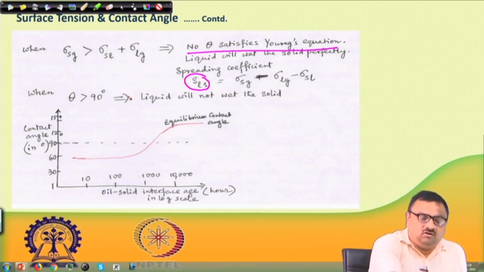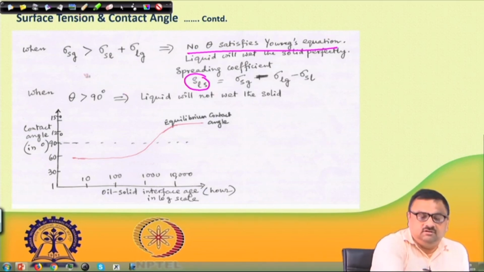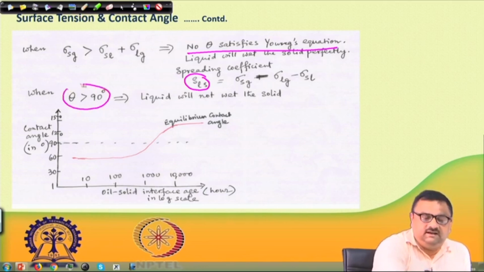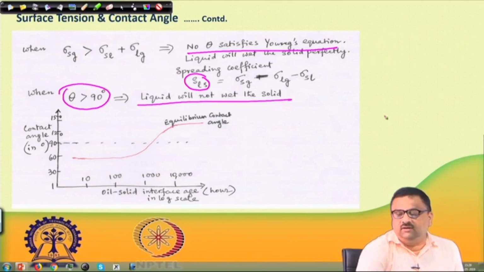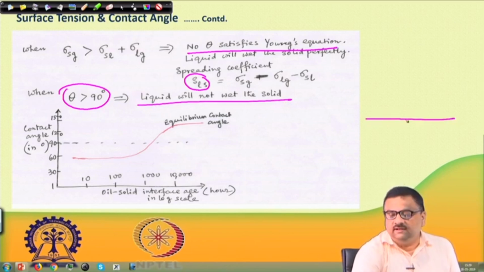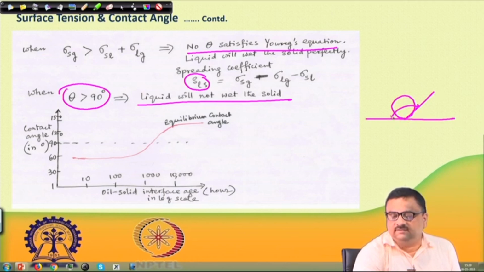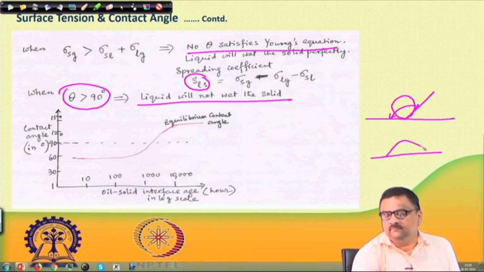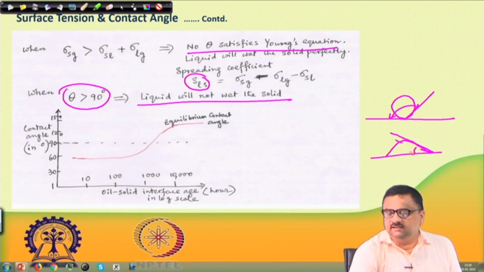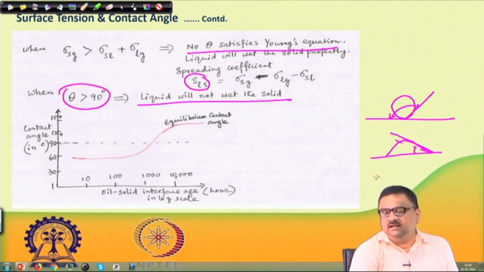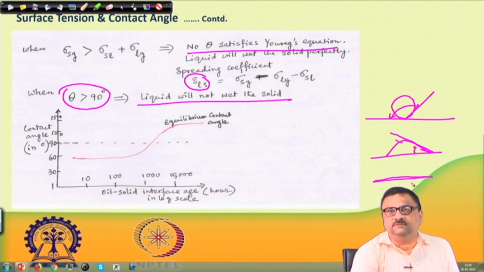On the other hand, when theta is greater than 90 degree, then we say that the liquid will not wet the solid, because if this is the solid and theta equals 90 degree, this is the angle, and the angle it makes here is greater than 90 degree. Theta less than 90 degree means this angle is less than 90 degree, so it is wetting. When this angle tends to 0, the film is spreading as much as possible.